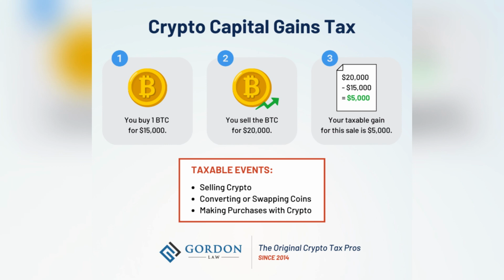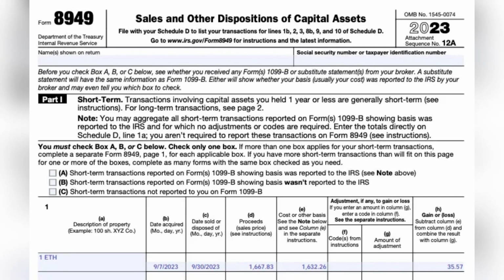Next, step 2, completing IRS Form 8949. This form is where you list every single taxable crypto transaction. You'll include details like the date you acquired the asset, the date you sold it, the proceeds, your cost basis, and the resulting gain or loss. Make sure you separate your transactions into short-term and long-term sections. If you've got a lot of trades, you can use crypto tax software to automatically generate this form for you.